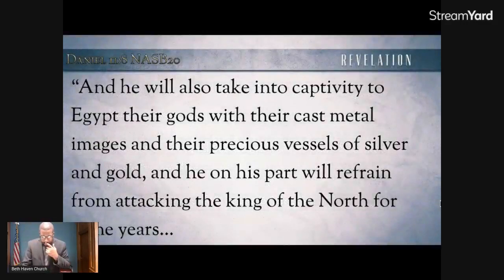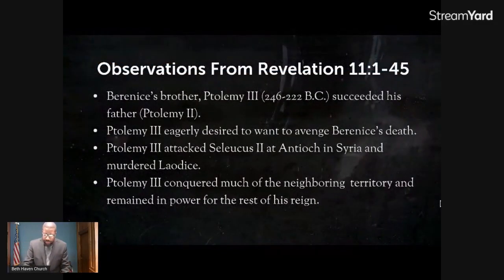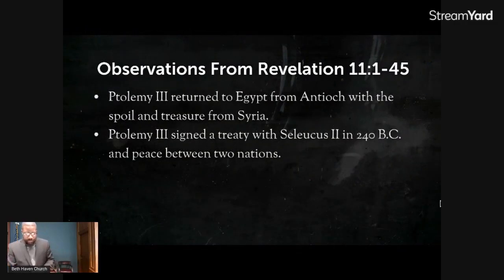It's interesting. Verse 8, he will also take into captivity to Egypt their gods with their cast metal and images and precious vessels of silver and gold, and he on his part will refrain from attacking the king of the north for some years. Continuing this in verse 8, again, Ptolemy conquered much of the neighboring territory and remained in power the rest of his reign. Ptolemy returned to Egypt from Antioch with the spoil and treasure from Syria. When he invaded Syria, he took a lot of the treasure. That's what you do. And then he returned to Egypt with all of it.